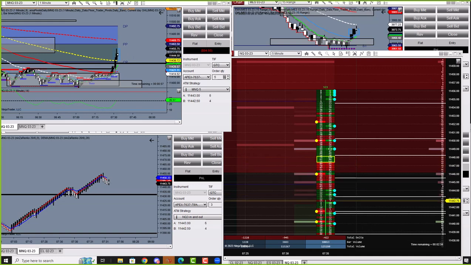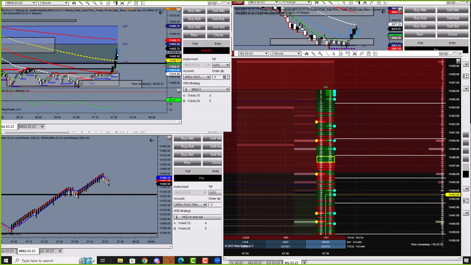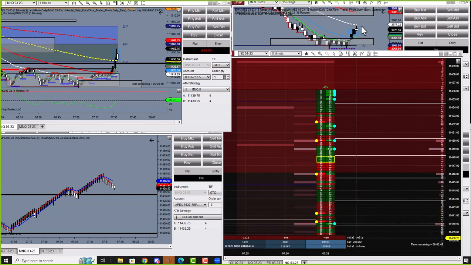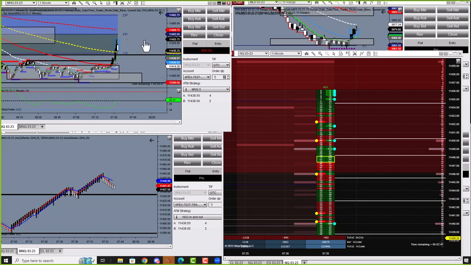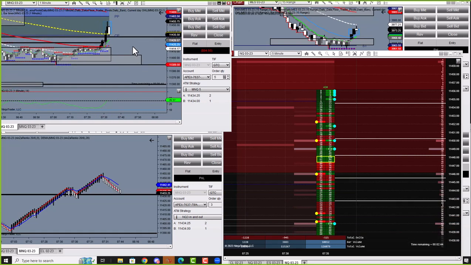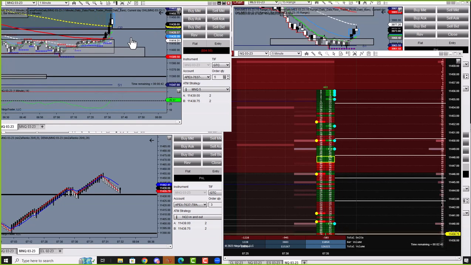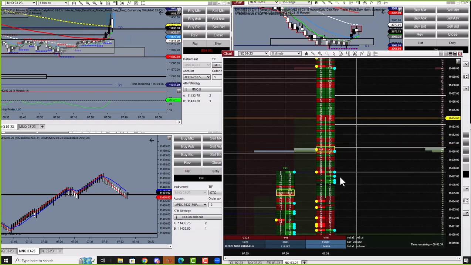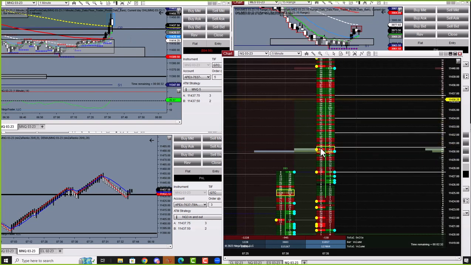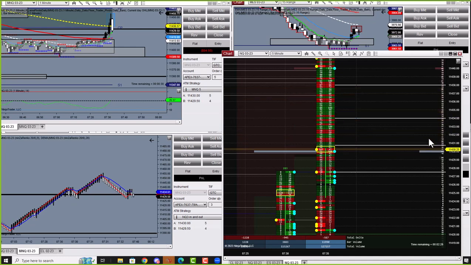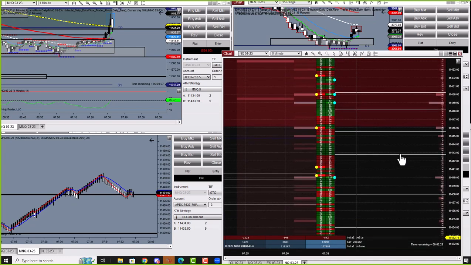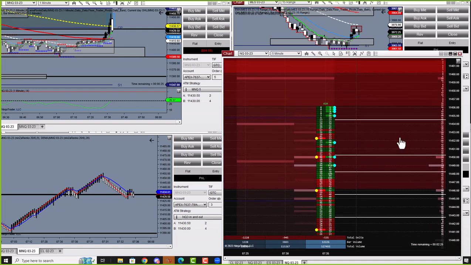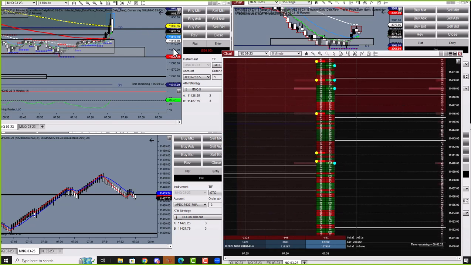ES just blasted my target. 372. Went to 377. Let's see if they sell them back, guys. $143 seller right here. And they ran stops on everybody, just like I said.